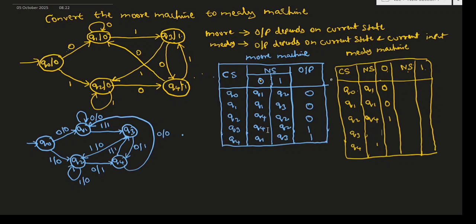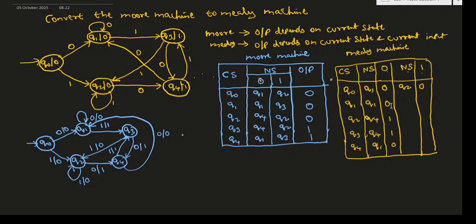When 0 is applied in Q3, it goes to Q4. So the output connected with Q4 is again 1. When 0 is applied in Q4, it goes to Q1, and the output connected with Q1 is 0. Now when 1 is given for Q0, where does it go? It goes to Q2, and the output connected with Q2 is 0.